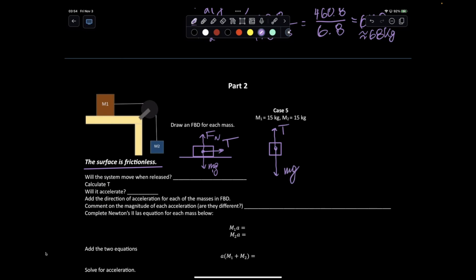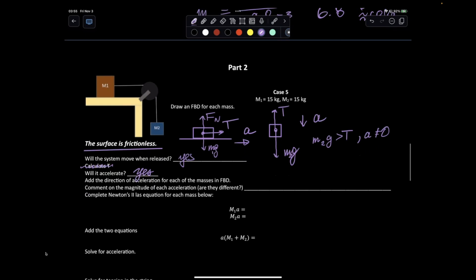Will the system move when released? Yes. This we will calculate a little later. Will it accelerate? Again, yes, because of the force of gravity. M2g is greater than tension, so acceleration is definitely not zero. This one will accelerate this way, that one will accelerate that way. The magnitude is the same for both again.